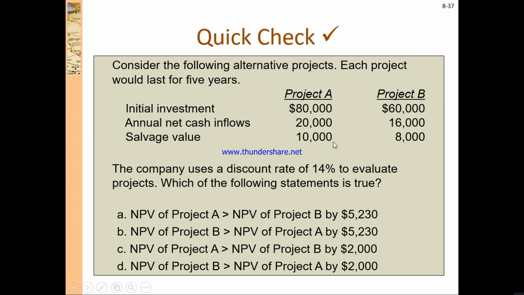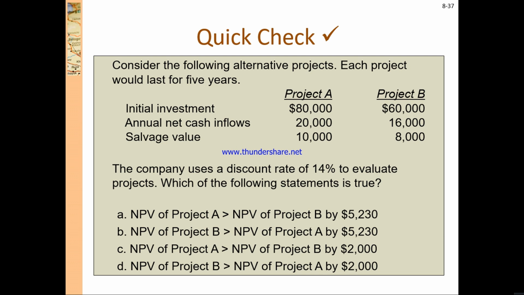And in this case, the salvage value is 10,000 and 8,000. It is also considered a cash inflow. So the company uses a discount rate of 14% to evaluate the project. How? A 14% discount rate to evaluate the project. Now the question to you: which of the following statements is true?